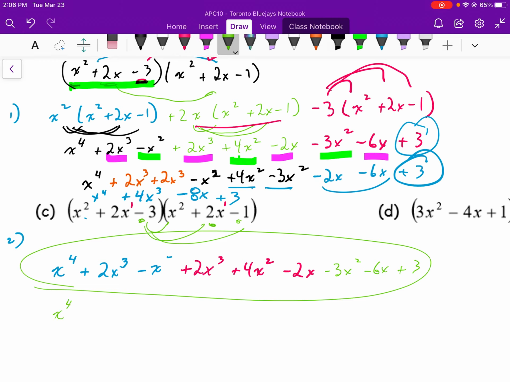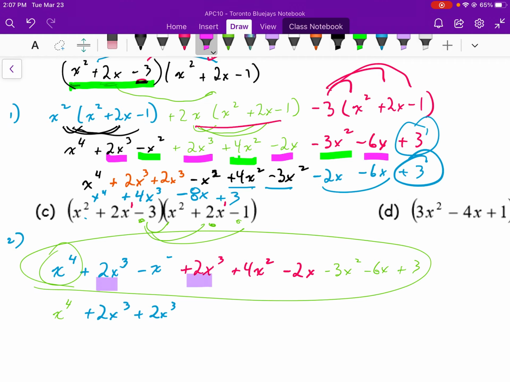This would be x to the power of 4, since there's only one term, x to the power of 4. I'm looking for any term with x to the power of 3. There's 1 and there's 1. So I'm going to just simply put them side by side. So 2x to the power of 3 plus 2x to the power of 3. That's great news.